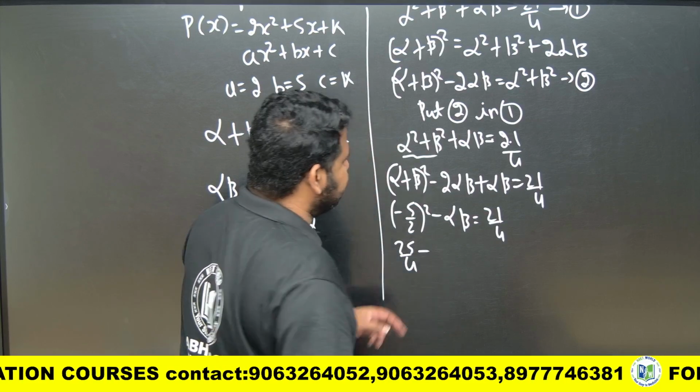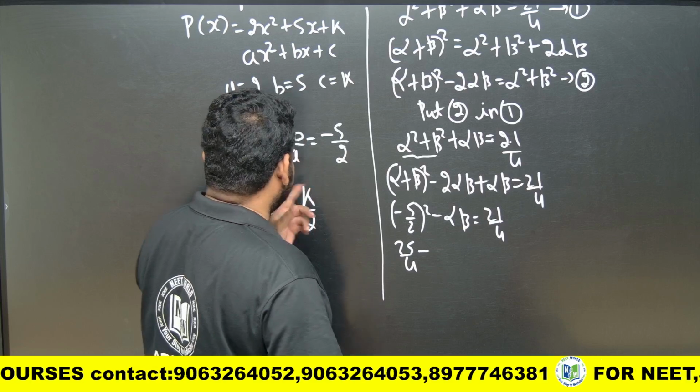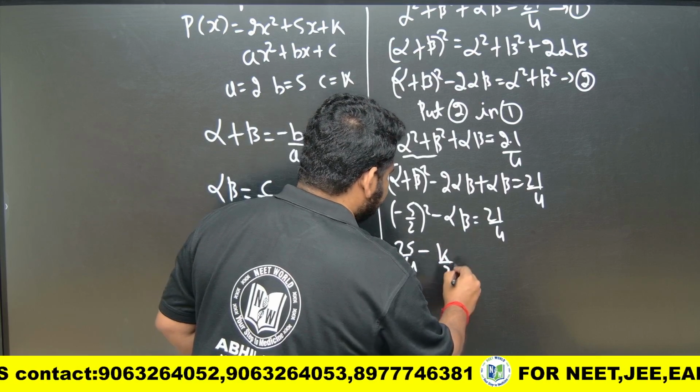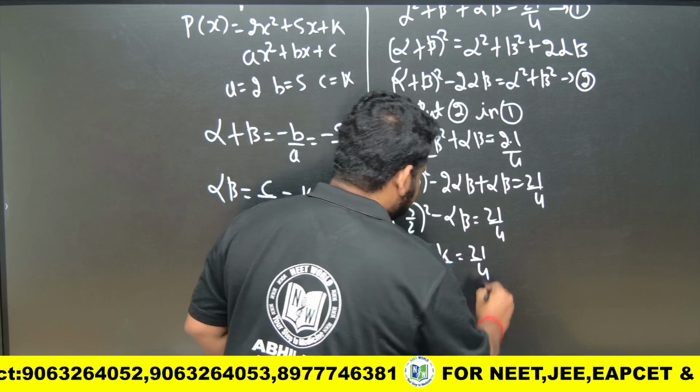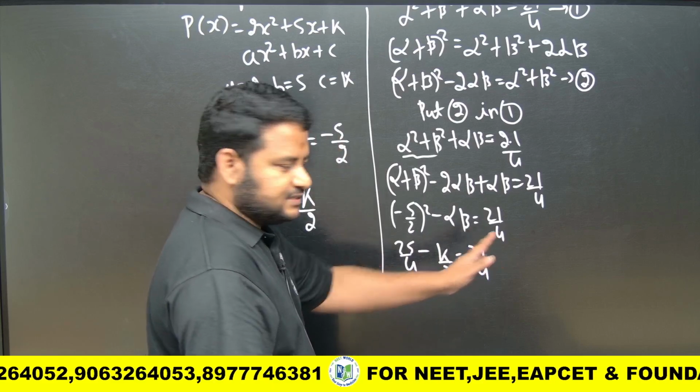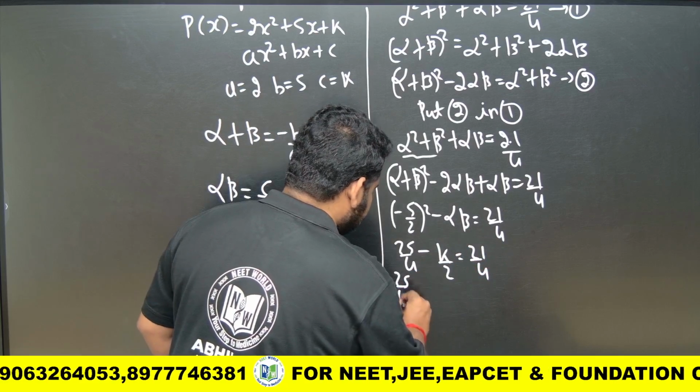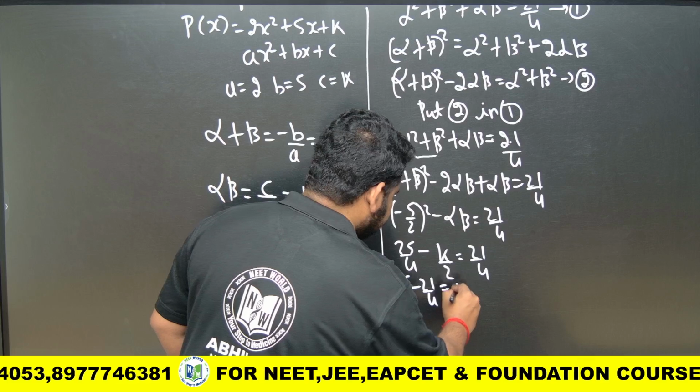Minus alpha beta. What is the value of alpha beta? Alpha beta value is k by 2. This is 21 by 4. Now I want the value of k, so I will send that to the other side. So this will become 25 by 4 minus 21 by 4 is equal to k by 2.